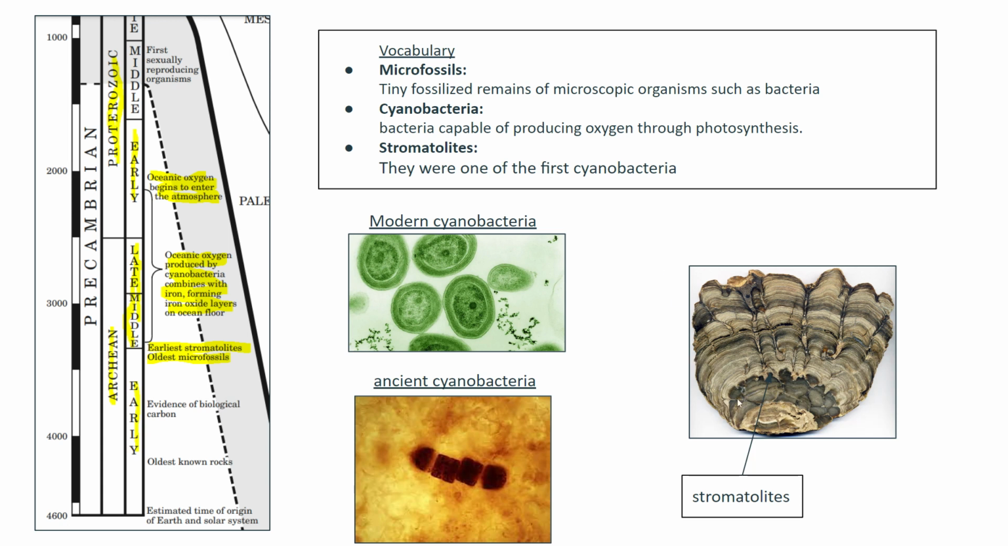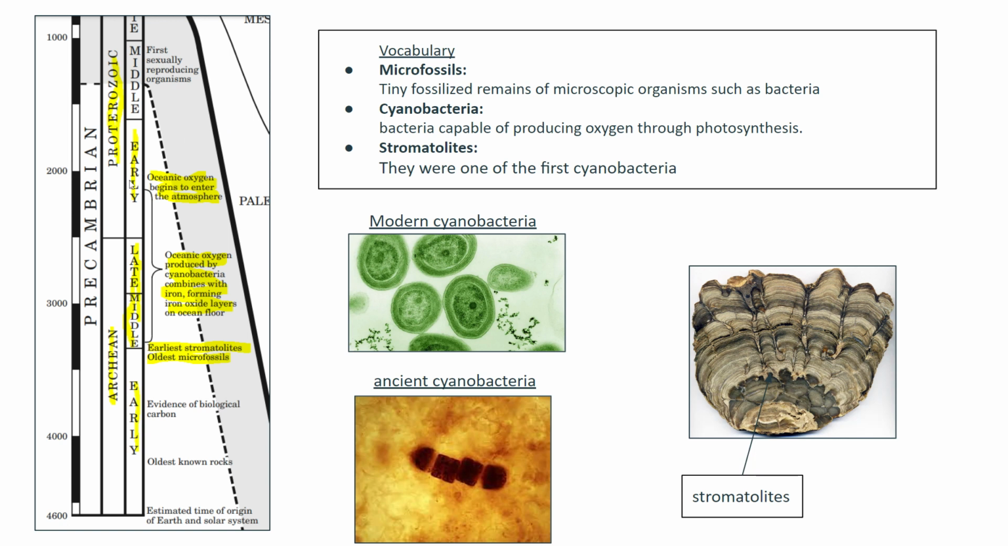And this is an example of a stromatolite, meaning these are our rock layers, and in between the layers, you can find tiny ancient bacteria. And then in the middle and late Archean, we had oceanic oxygen produced by cyanobacteria combining with our iron, forming iron oxide layers on the ocean floor. So the cyanobacteria that was creating oxygen through photosynthesis started combining with iron and forming these layers on the ocean floor. And we call these layers stromatolites as well.